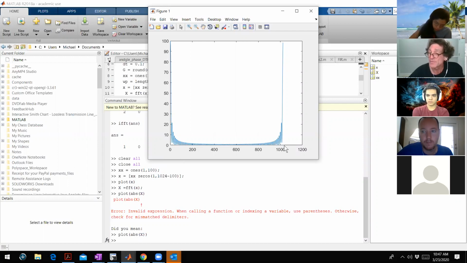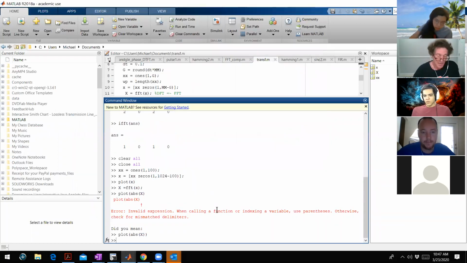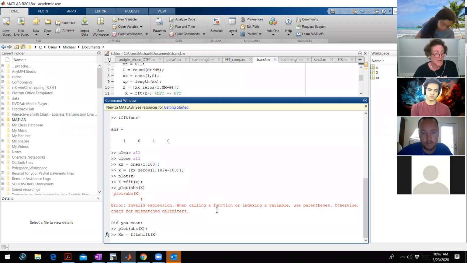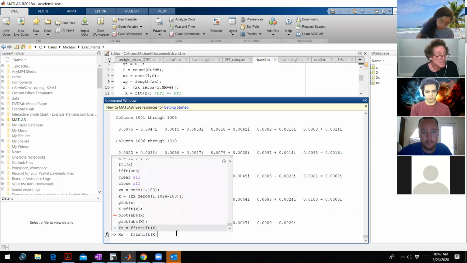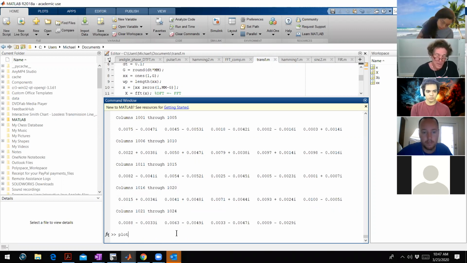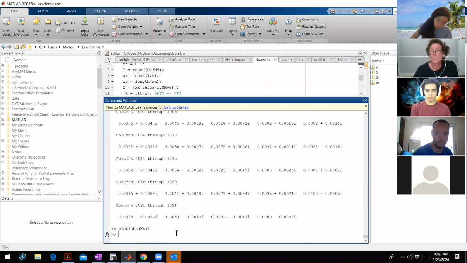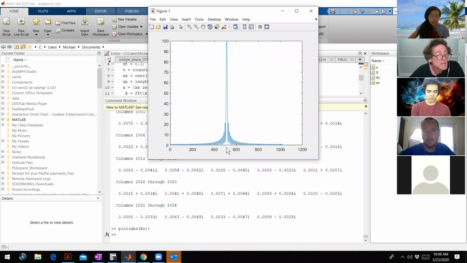Now, MATLAB does something nice for us. I'm going to show you this in parts, but are you with me right now with what I've done? I can go ahead and call it capital XS, that's shifted. If you type FFT shift of X, this is a neat feature that MATLAB has. And then if I type plot ABS of XS, I want you to see this. Can you all see that? All right, it basically took the two pieces, one from the left, one from the right, and put them on either side of the 0, shifting it out here.